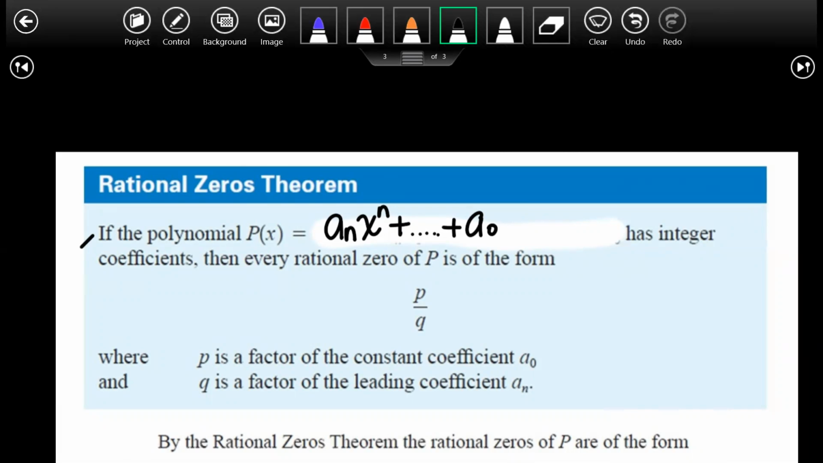Yes? Is the n a subscript? Subscript. A sub n. Yep. So the a and the n are capitalized, right? Yeah, a and n are capitalized, yeah.